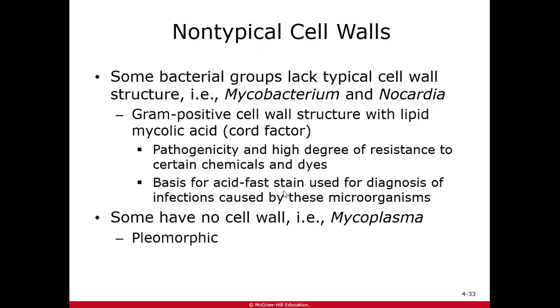And there are a few bacteria that don't even have a cell wall. They just don't have it. One of the big genera that doesn't have it is Mycoplasma. Now, because the cell wall gives the bacteria its cell shape, we call these bacteria pleomorphic. It means they can change their shape. They don't have a specific shape because they don't have a cell wall maintaining that specific shape.